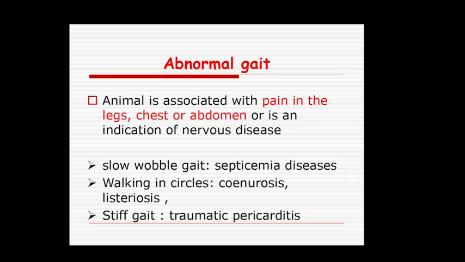An animal may show pain in the legs, chest, etc. A slow, wobbly gait means it may have a septicemic disease. Walking in circles, as for example a sheep or goat that you must have seen in clinics walking in circles, can be due to coenurosis (sonorous cerebralis) or listeriosis. A stiff gait can be due to traumatic pericarditis, and it can also be due to steeplechase, which I have not mentioned here.